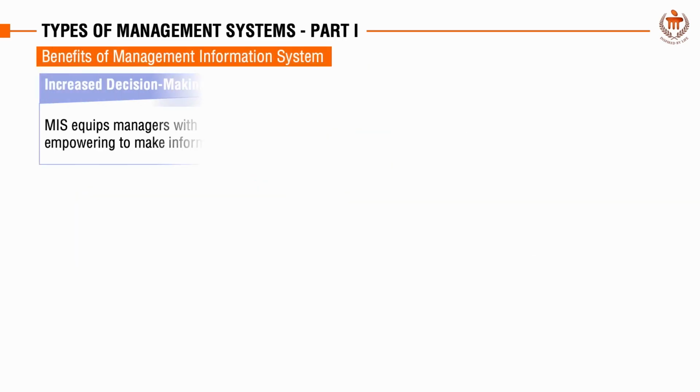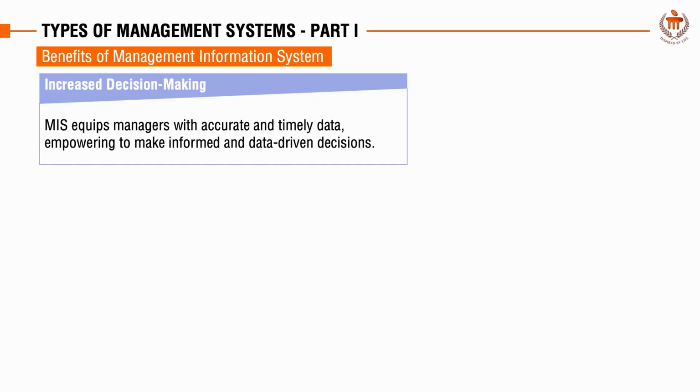Now, let us go through the benefits of management information system. Improved decision making. A management information system equips managers with accurate and timely data, empowering them to make informed and data-driven decisions. This reduces uncertainty and enhances confidence, enabling better judgment in critical business situations.